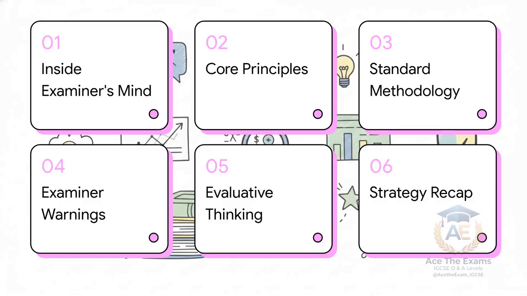All right, here is our masterclass roadmap. First up, we're going inside the examiner's mind to understand the psychological framework of grading. Second, we'll anchor down the core accounting principles. Third, we are going to unveil the standardized methodology, a system to tackle terrifyingly complex data. Fourth, we'll review the top 3 examiner warnings straight from the principal examiner reports. And finally, we'll tackle mastering evaluative thinking, which is the ultimate key to those top grade boundaries.